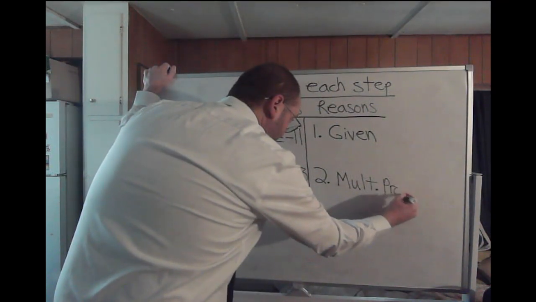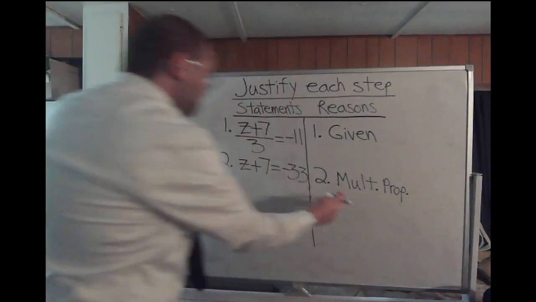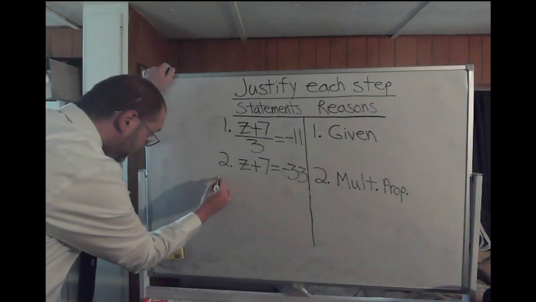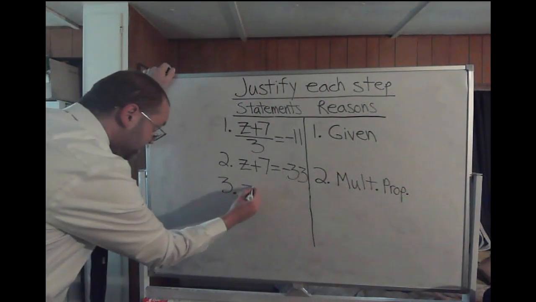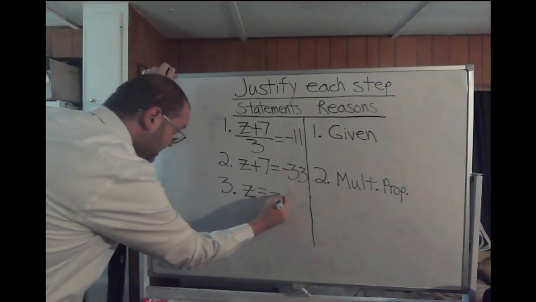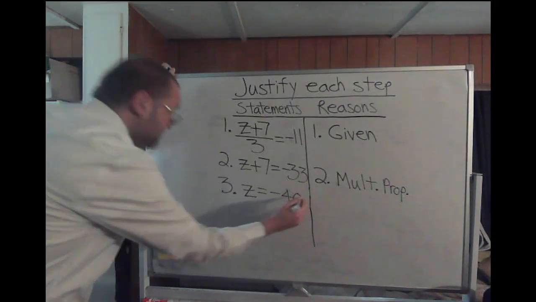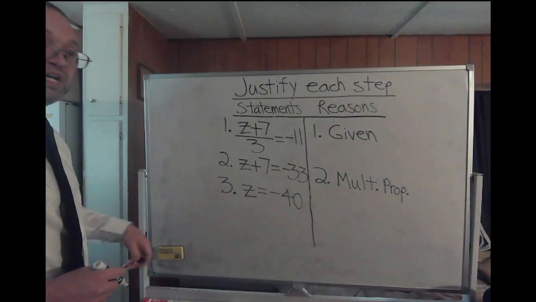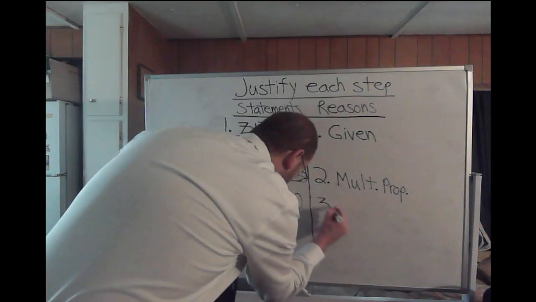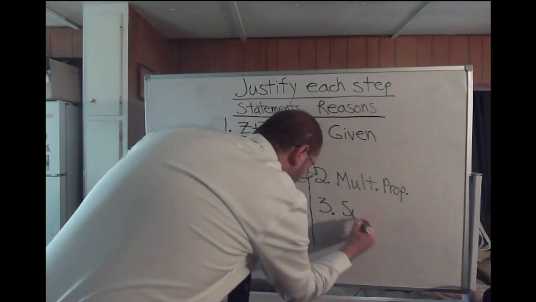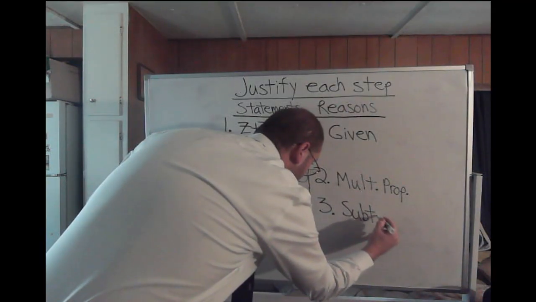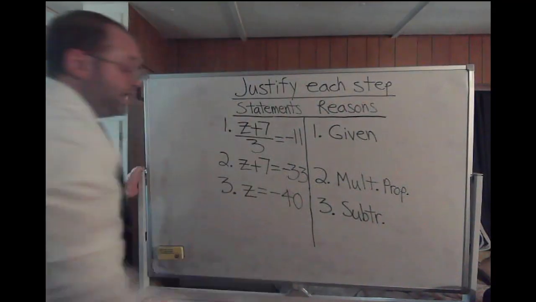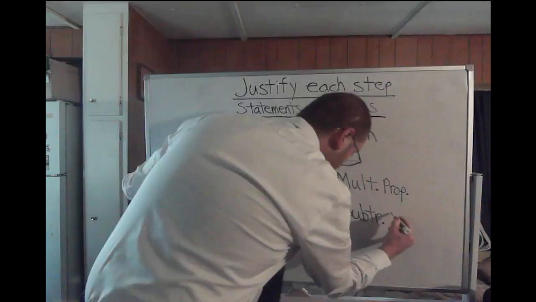So we got the multiplication property. Now the final statement is z equals negative 40. So how do we get from here to here? Well, you had to subtract 7 from both sides, right? So reason 3 is going to be the subtraction property. I abbreviate subtraction, SUBTR, then prop.